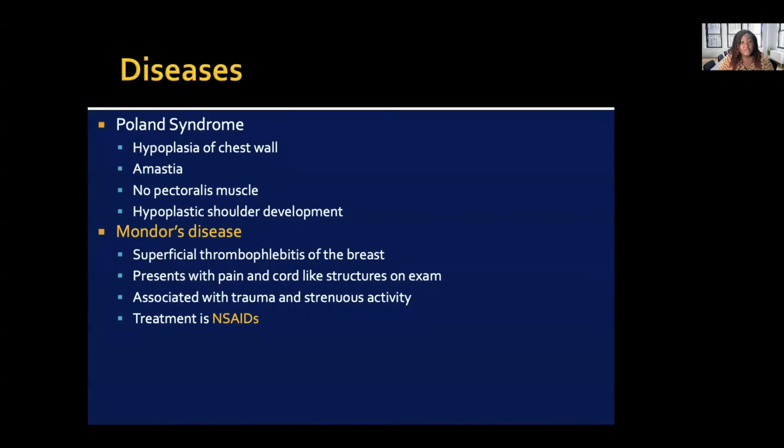When we talk about some other diseases in the breast, we have Poland syndrome and Mondor's disease. Poland syndrome is really hypoplasia of the chest wall and is usually a congenital disorder. A lot of times the patients have amastia or no pectoralis muscle, and sometimes hypoplastic shoulder development as well. Mondor's disease is superficial thrombophlebitis of the breast. Patients will present with a cord-like structure on exam, and usually it's associated with trauma or other strenuous activity. A lot of times you'll have patients who've been working out or who've pulled muscles and really overdid it in a workout sometimes. Treatment usually is non-steroidal anti-inflammatory medication.